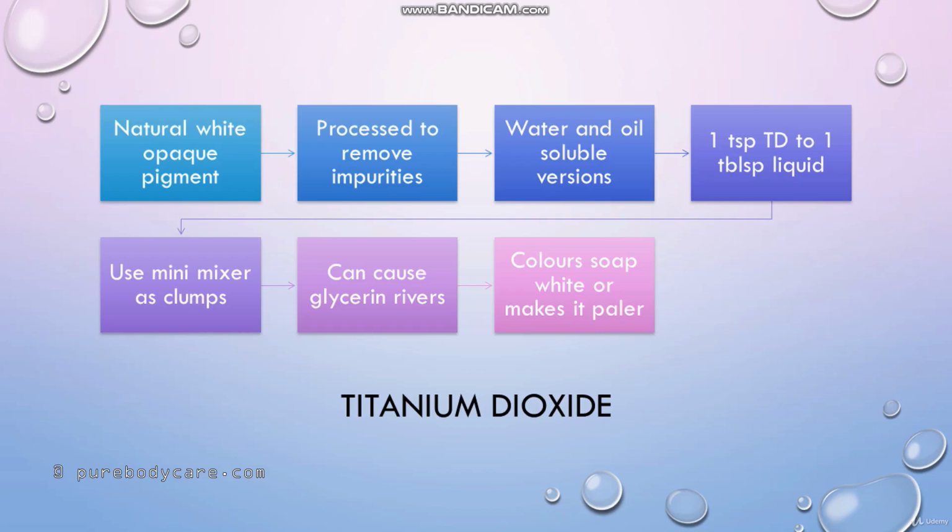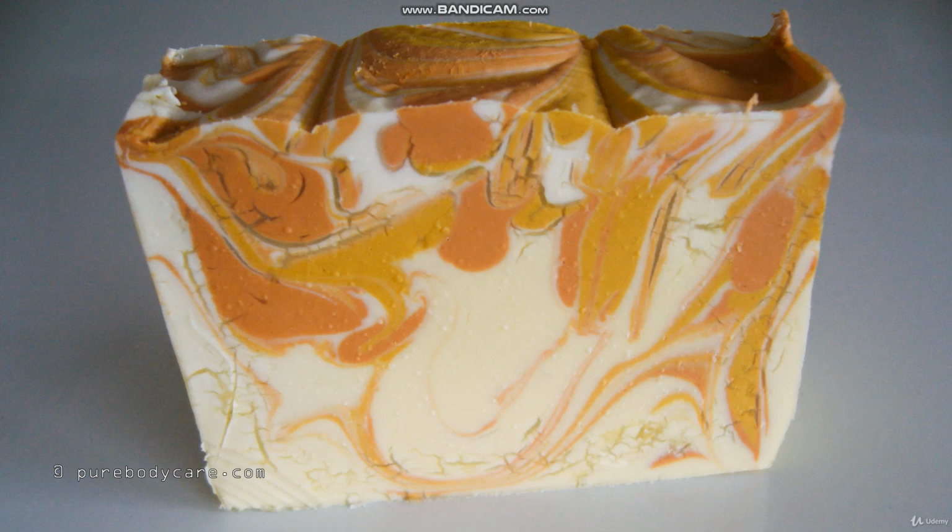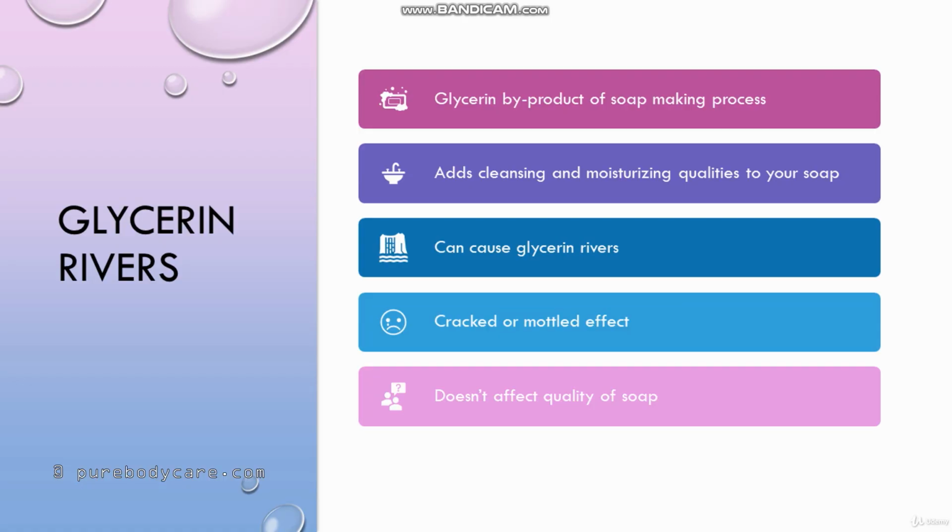Glycerin is a naturally occurring byproduct of soap making, and it adds cleansing and moisturizing properties to your soap. However, it can cause glycerin rivers, which are a mottled or cracked effect in your soap that look a bit like rivers. The glycerin rivers don't affect the quality of your soap, but they can spoil the appearance if you've done some intricate designs.